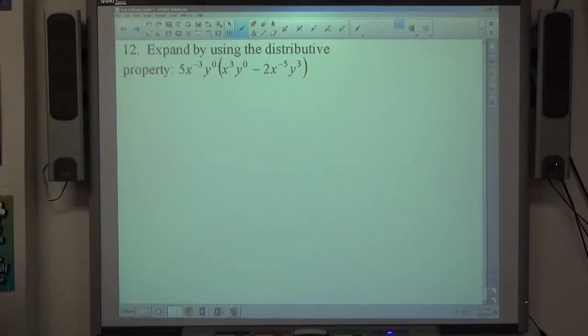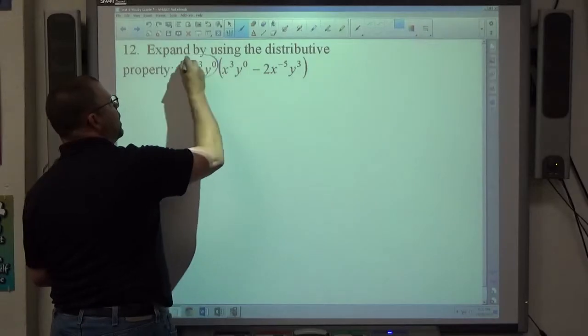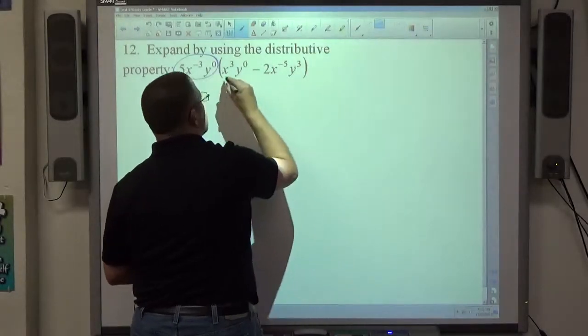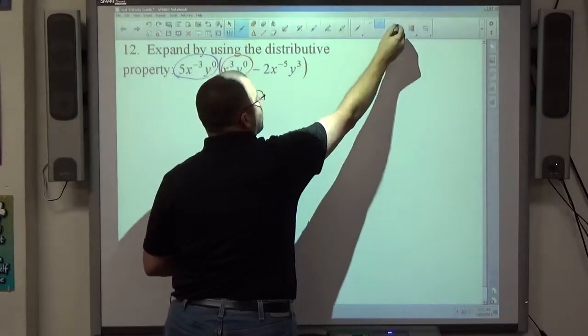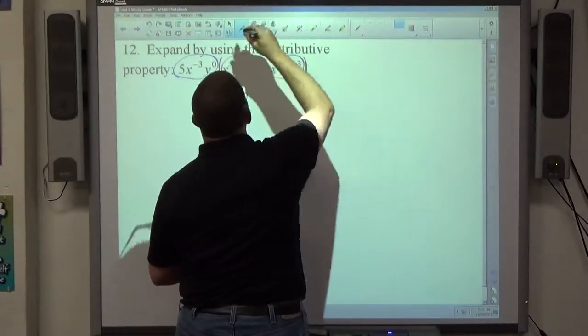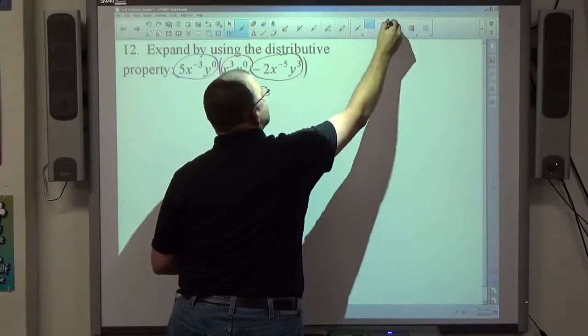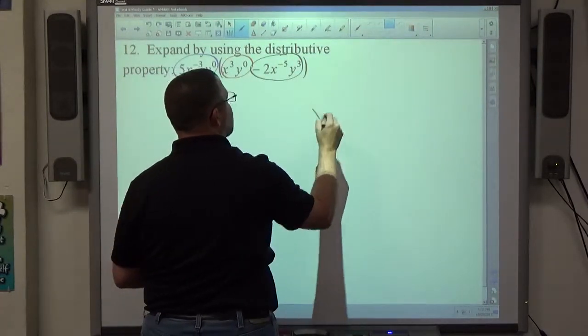Number 12. Expand using the distributive property. Once again, I got some negative and 0 powers happening here. So the first thing I would do is fix each of these guys individually. I want the 0 powers to go away. I want the negative powers to move where they belong. So here's my original structure. I got a parentheses there.